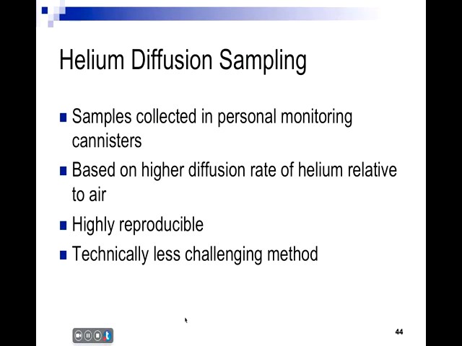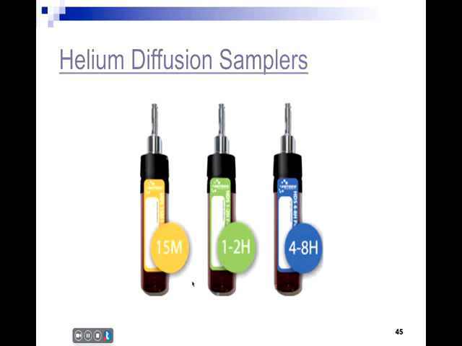Now another type of sampling that's reasonably new, which is a very effective modern technique, is helium diffusion sampling. With helium diffusion sampling, you will collect samples in a personal monitoring canister, and you can buy these canisters of different size. The way that these work is they're based upon the fact that helium has a higher diffusion rate relative to that of air. So you don't have to go through calibrations because these are basically calibrated before you use them. And they're highly reproducible, technically much less challenging of a method.